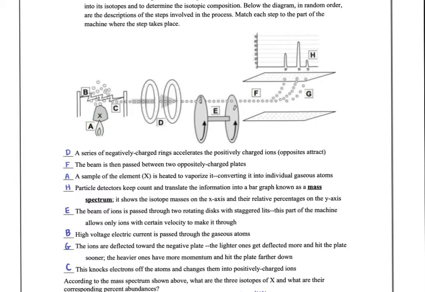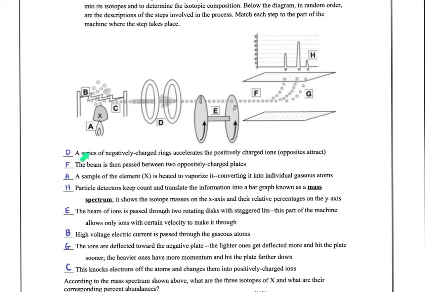Then we move on to letter B, where a high voltage electric current is passed through those gaseous atoms. So here's my electric current going through these atoms that are now a gas. Letter C is that this electric current knocks electrons off the atoms and changes them into positively charged ions. So at letter C, we now have positively charged ions.